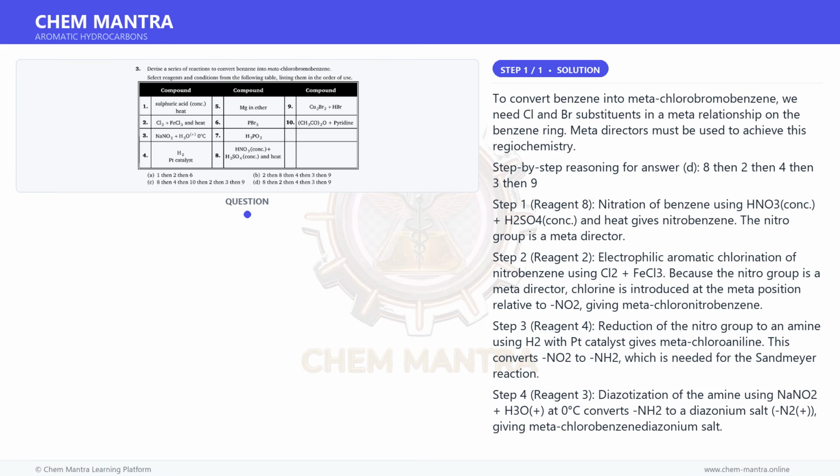Step 5. Reagent 9: Sandmeyer reaction using CuBr2 plus HBr replaces the diazonium group with bromine, giving meta-chlorobromobenzene.